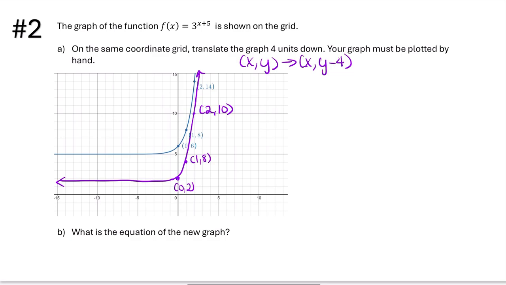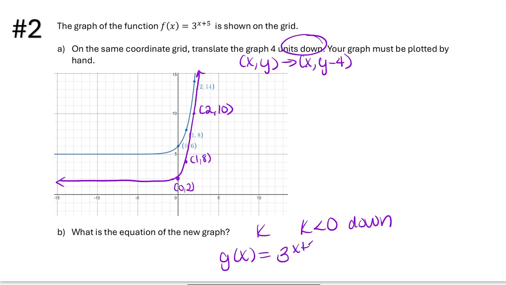Okay, so now what it wants us to do is write the equation of the graph. Well, remember, from our transformations chart, if it's a shift down, we're going to have a k value that's transformed, right? So when k is less than 0, remember that means it's going to be a shift down. And so remember, k goes at the very end of our function. So our new graph is going to be g of x equals 3 to the x plus 5, and then we're going to do minus 4 on the outside, right?